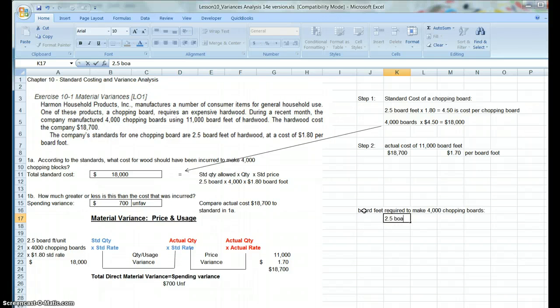It said 2.5 board feet times 4,000 chopping boards equals a total of 10,000 board feet. We purchased and used 11,000. Now this is premium expensive hardwood, and as you know, wood has some flaws in it, sometimes knots, so we would have had to cut around those pieces, and that would be waste. That's perhaps one of the reasons why we used more than the standard.